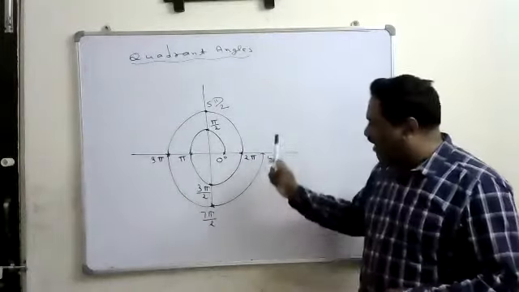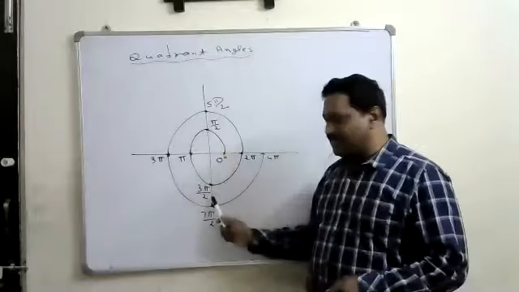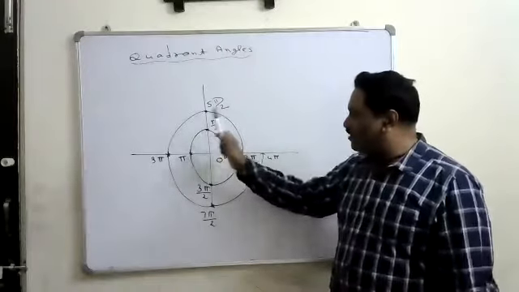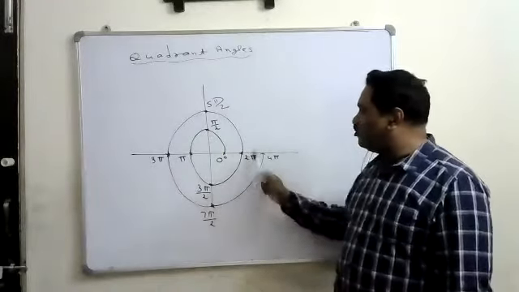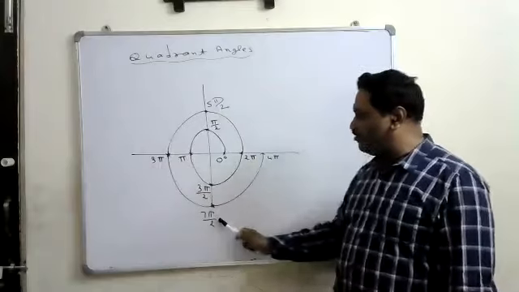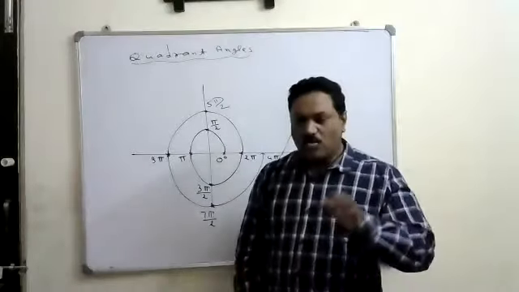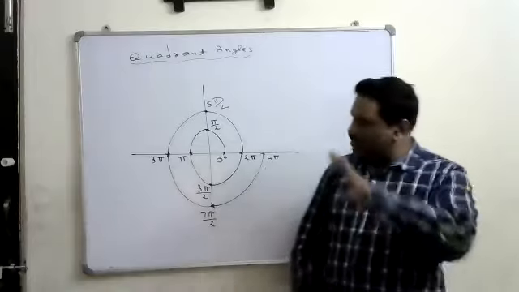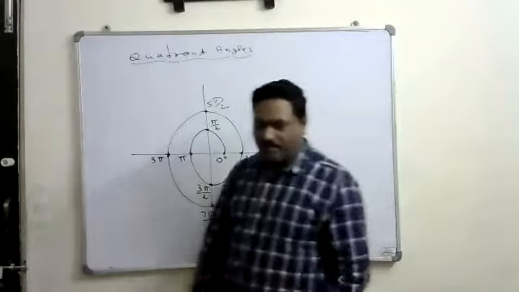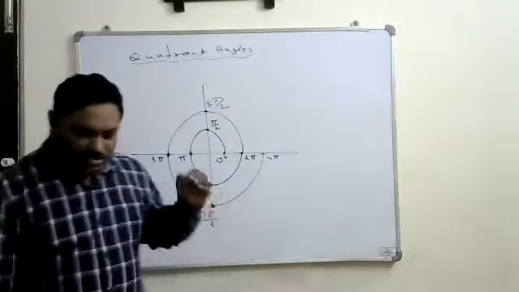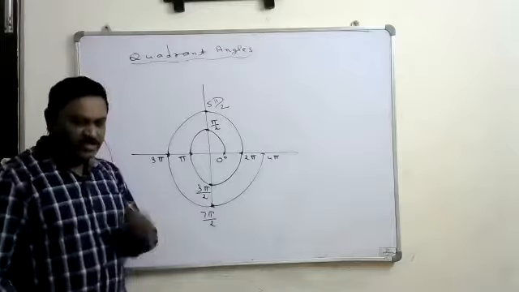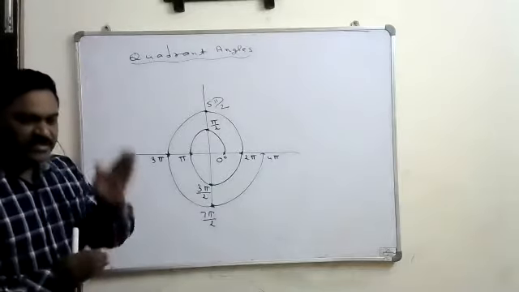So the angles which lie on the coordinate axis are 0, pi by 2, pi, 3 pi by 2, 2 pi, 5 pi by 2, 3 pi, 7 pi by 2, 4 pi, etc. All these angles we call the quadrant angles. Remember that. So in these quadrant angles, if you observe, what are the angles on the y-axis?